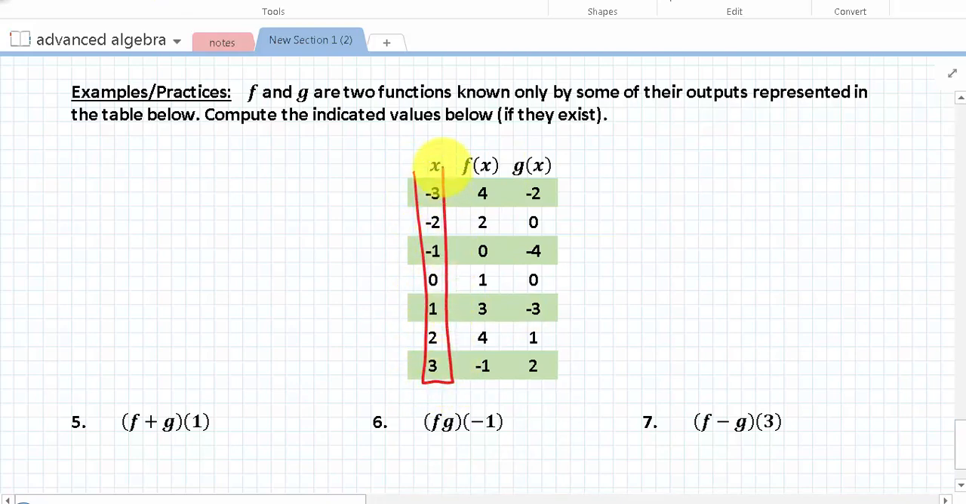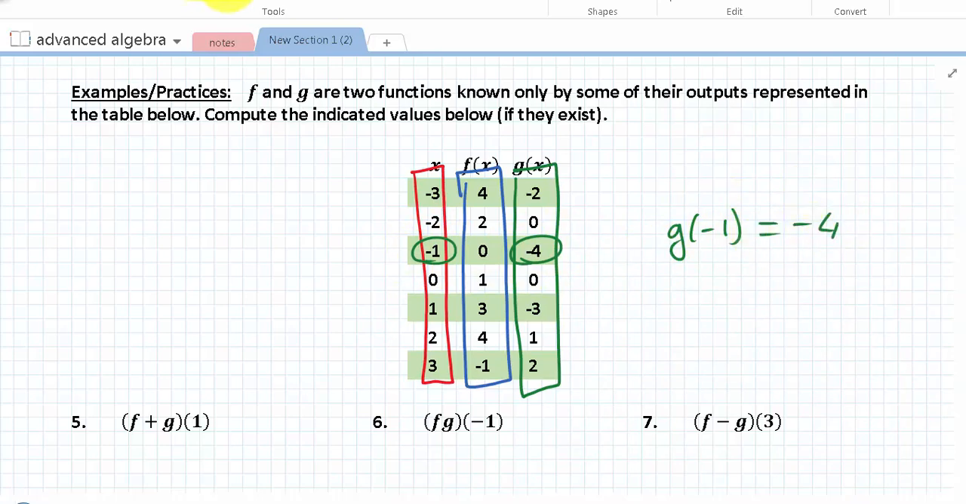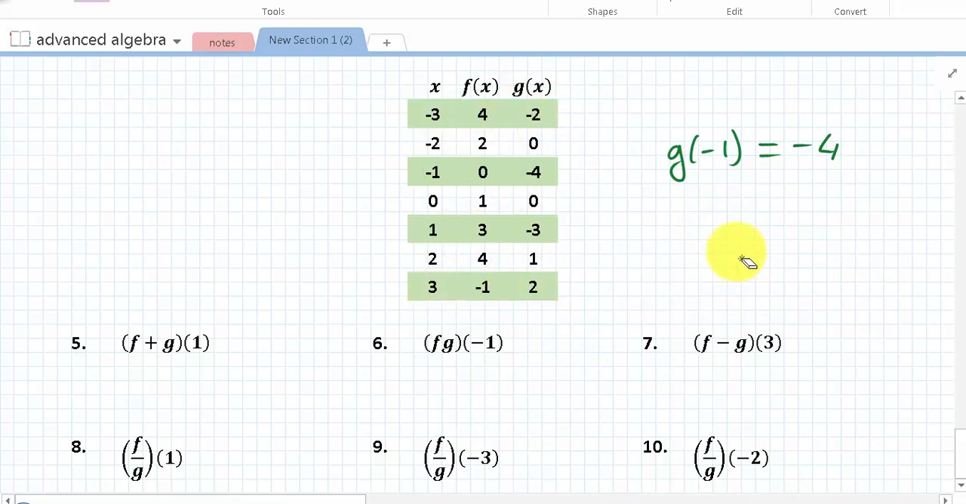These are my input. This is a column of inputs. These are the outputs of f, okay? While these are the outputs of g. So for example, it means that g of negative 1, so negative 1 is the input, and for g the output is negative 4. It also means, for example, that what is f of 3? So 3 is the input, and the output of f is negative 1. That's what it means, okay? So let's answer these questions now. Let me erase all of that right here. Okay, so let's answer these questions.